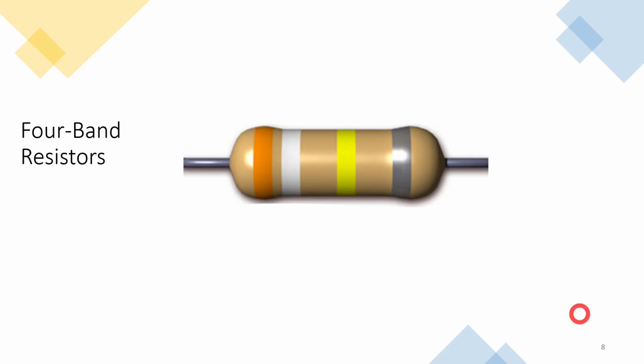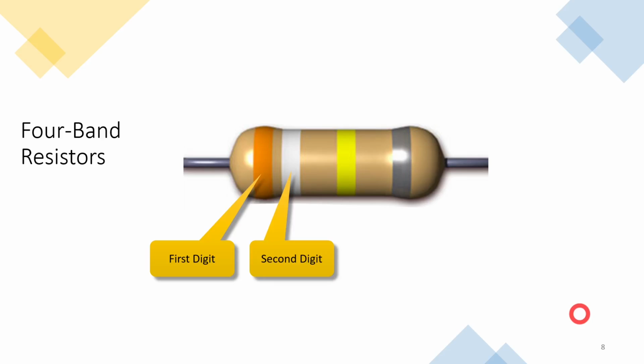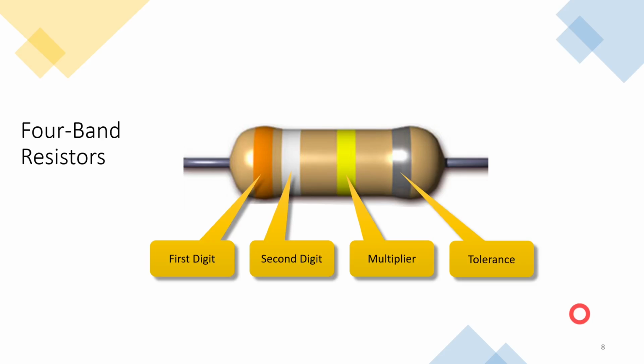Okay, so let's look at a 4-band resistor. The first band will be the first digit in the numeric value, and the second band will be the second digit in the numeric value. Then the third band will be the multiplier, and that's just how many zeros we're going to put behind it. And then the final band is going to give us the tolerance that we're going to have to calculate. We'll quantify what tolerance means here in just a moment.